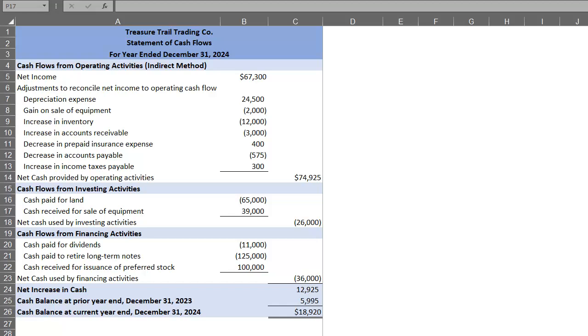Hi students, you were provided with a sample statement of cash flows. Let's go through the individual cells in Excel as well as the purpose of the statement of cash flows.